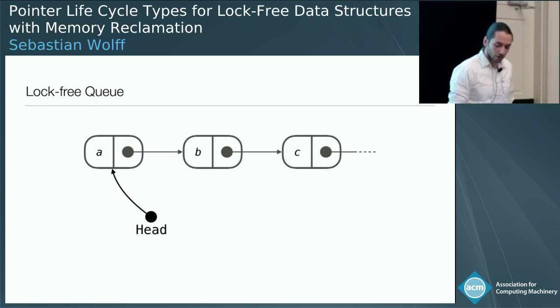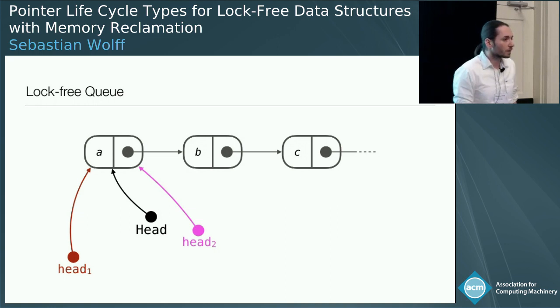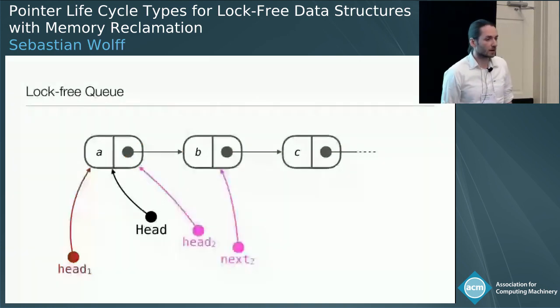To dequeue an element from the queue, the threads start out by reading the shared head pointer and creating a local alias. Then they search for the second node in the queue, and they do so by dereferencing their local alias of the head pointer and then following the pointer field of the node to acquire a pointer to, in this case, node B, which they call next.